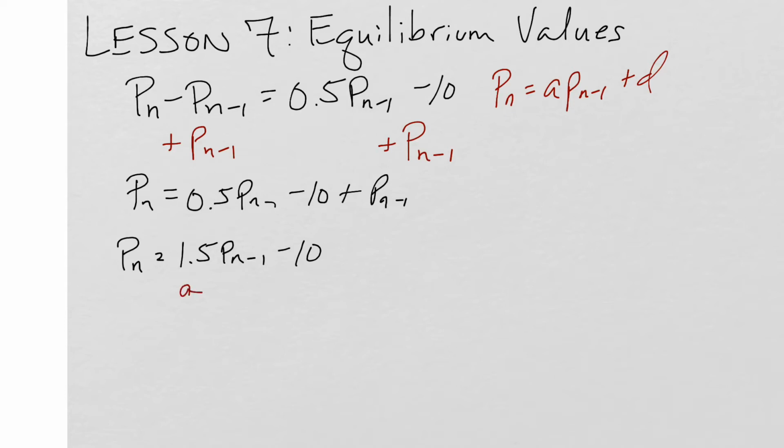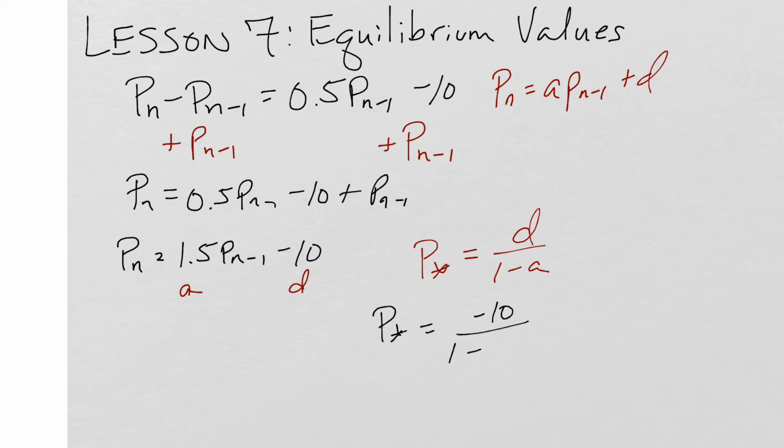I know that A is equal to 1.5, D is equal to negative 10. I also know that the formula reference card has an equation on there for the equilibrium value that says that P star, my equilibrium value, is equal to D over 1 minus A. Okay, great. So now I can substitute my values in. I can say that P star is equal to negative 10 divided by 1 minus 1.5. So that's negative 10 divided by negative 0.5, which equals 20. So now I've found my equilibrium value.